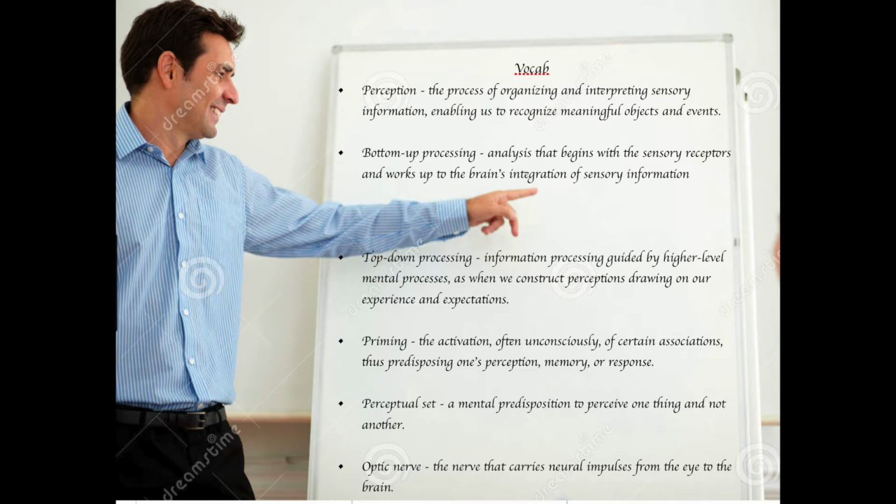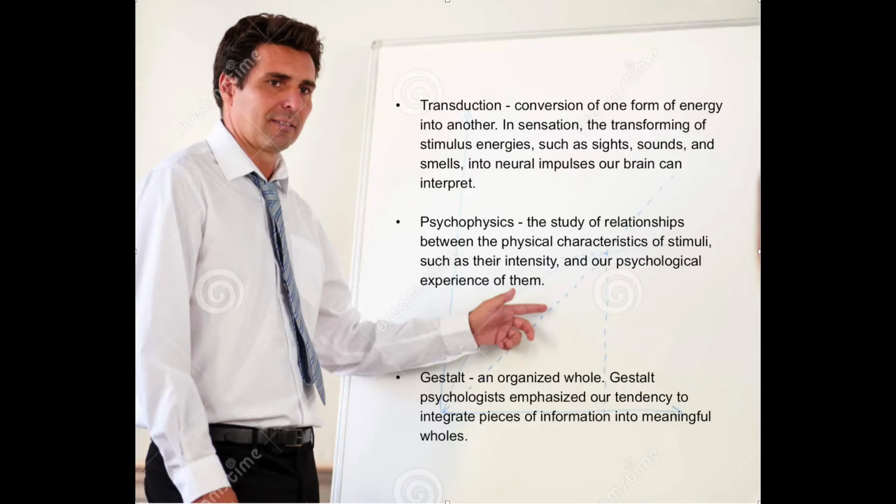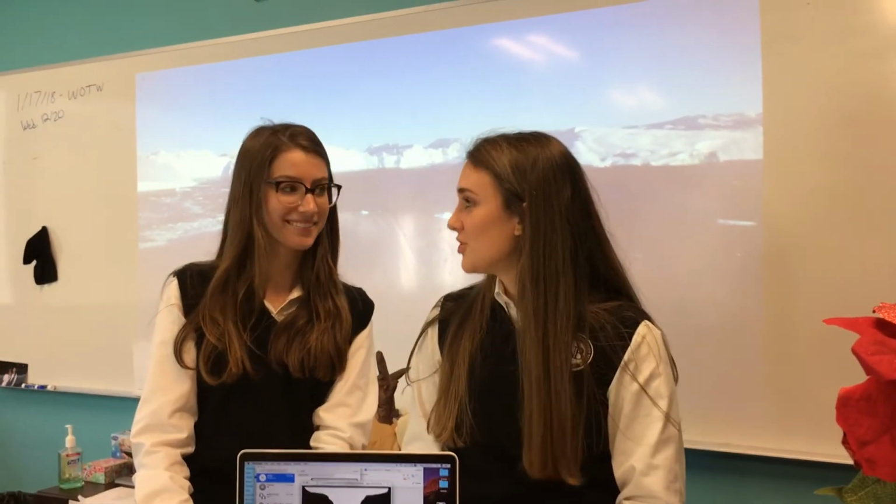Some of our key vocabulary terms were perception, bottom-up processing, top-down processing, priming, perceptual set, and optic nerve. Transduction, psychophysics, and gestalt. So I'm going to show you an image and you're going to tell me what first comes to your mind when you see it.